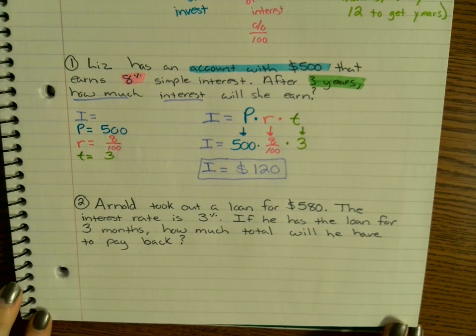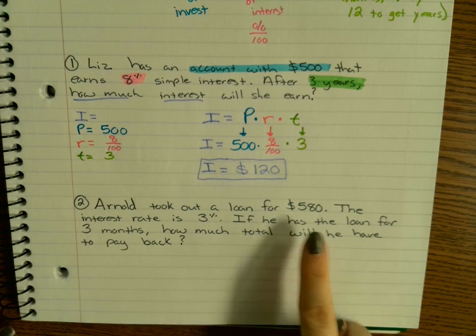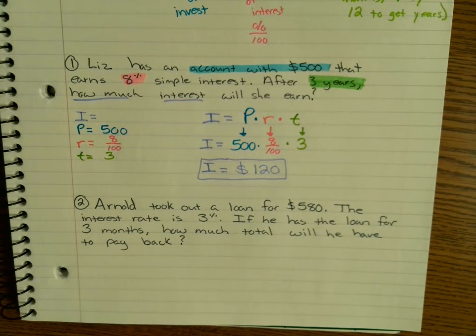All right. Arnold took out a loan for $580. The interest rate is 3%. If he has the loan for 3 months, how much total will he have to pay back? So when you pay back a loan, you pay back what you borrowed and you pay back the interest that you earned on the loan. Okay, you pay back both what you borrowed and the interest that was earned on the loan.